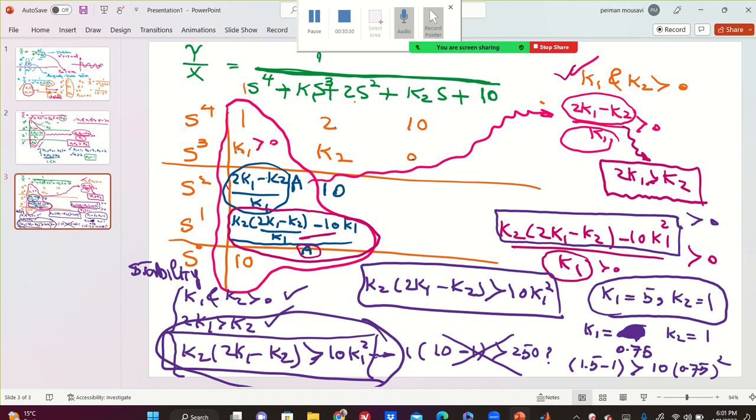Use a calculator. There we go. It's not valid anymore. So, as homework, see if you can find K1 and K2 that satisfy this. If not, it means your system is not stable for any value of K1 and K2. See what I'm saying?